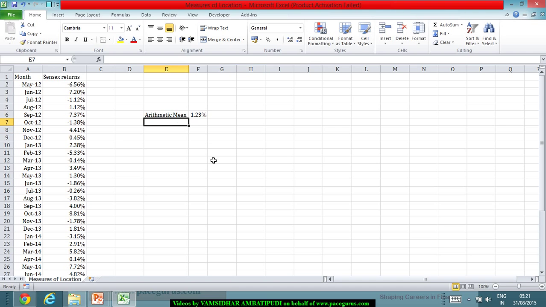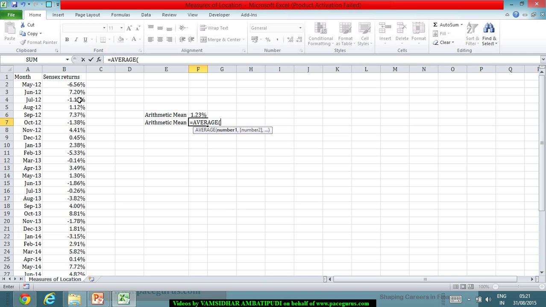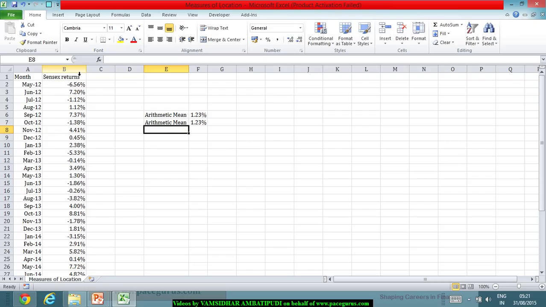I can compute the same arithmetic mean using a formula called average in Excel, which should give me a similar answer. So going theoretically, it is nothing but the sum of the observations divided by the total number of observations. Either I can do that or I can simply use the formula average.